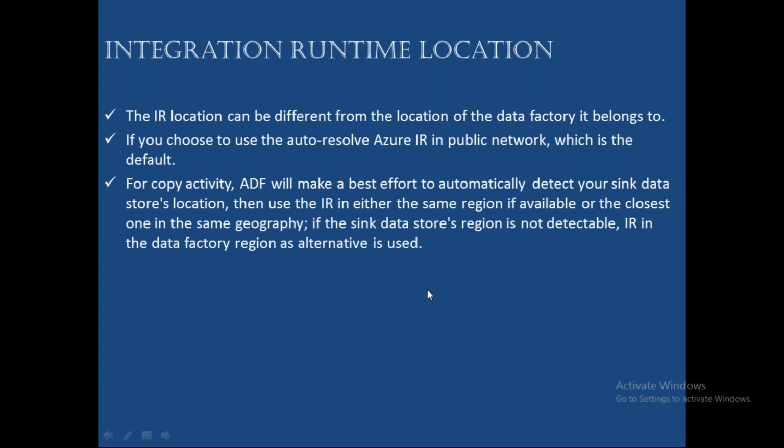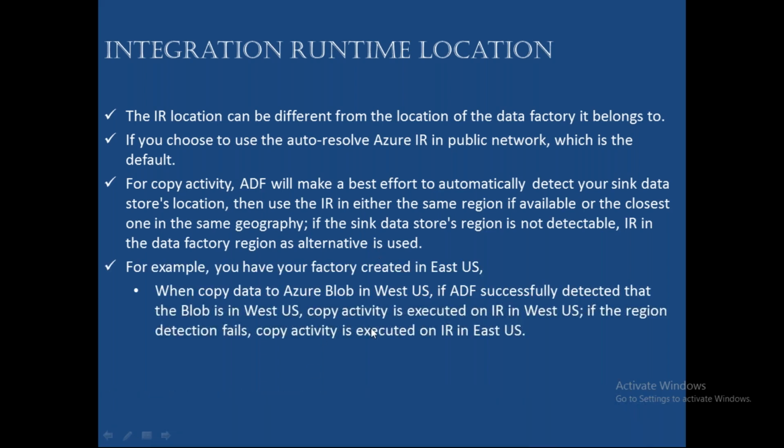Okay, two cases, friends. One is, if your sync is detected, it will try to use the IR in the same region. If it is not available in the same region, it will try to take the IR in the closest region. If the sync is not detectable, then the IR will be taken from the same location where your Azure Data Factory is located. Okay, so let me give you a few more examples to understand.